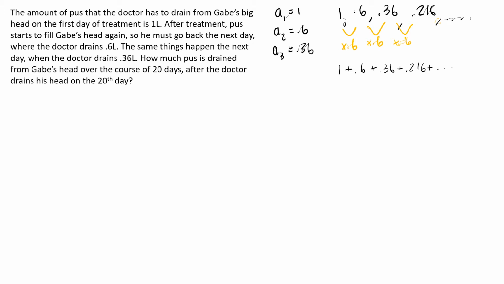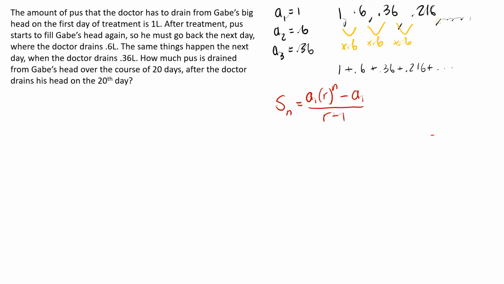So it's fairly straightforward. There's a formula for that, which we've derived in class. It's that S sub n is equal to A sub 1 times R to the nth power minus A sub 1, divided by R minus 1.